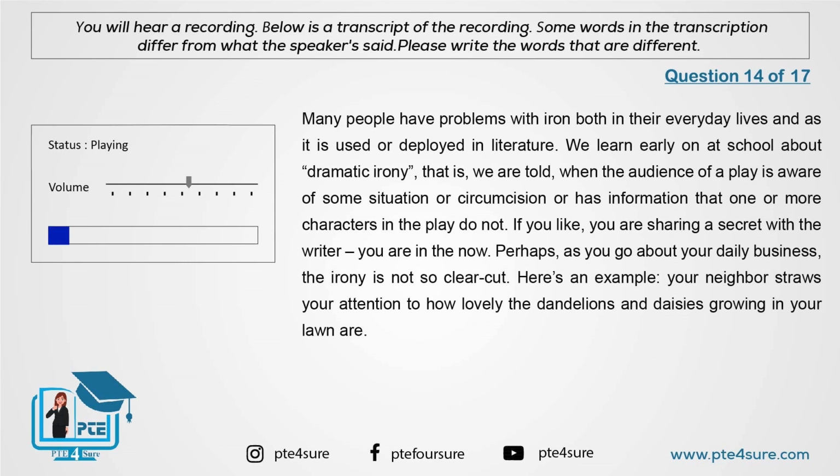Many people have problems with irony both in their everyday lives and as it is used or deployed in literature. We learn early on at school about dramatic irony, that is, we are told, when the audience of a play is aware of some situation or circumstances or has information that one or more characters in the play do not. If you like, you are sharing a secret with the writer, you are in the know. Perhaps, as you go about your daily business, the irony is not so clear-cut. Here's an example. Your neighbor draws your attention to how lovely the dandelions and daisies growing in your lawn are.